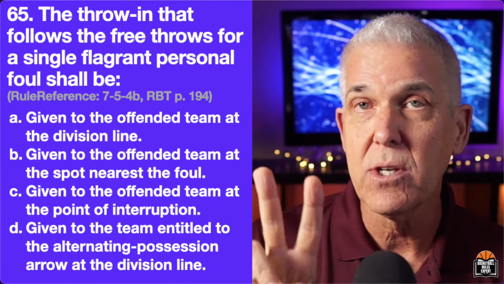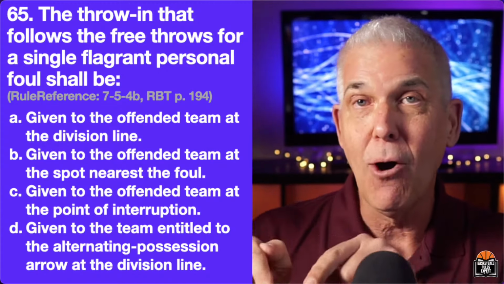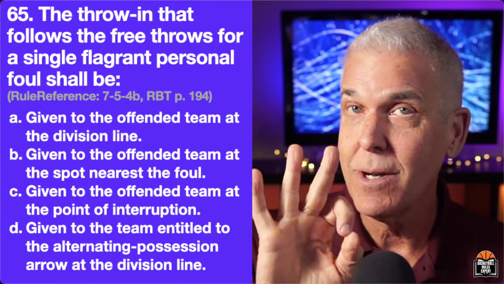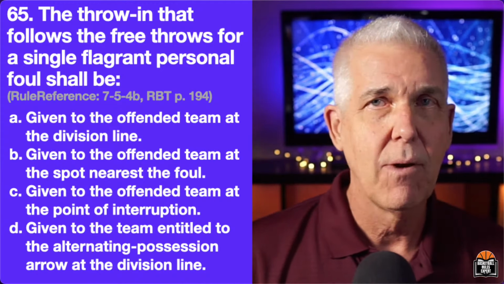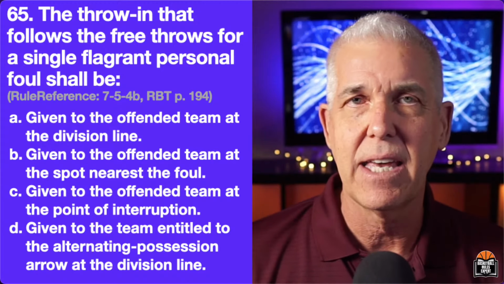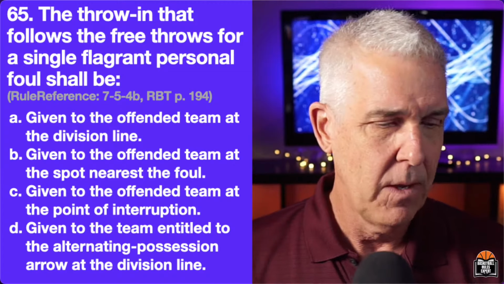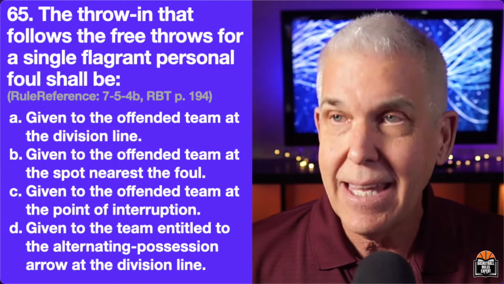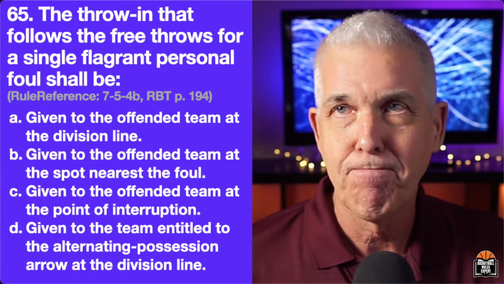So 2 free throws, offended player or their eligible substitute, and the ball at the spot nearest the foul, except when it's a 3-point try that misses. Could be a flagrant foul in that instance, right? A player kicks a player's legs out or shoves them violently, swings at them, on a missed 3-pointer. Could be the case as well. So our correct answer here is B, given to the offended team at the spot nearest the foul.